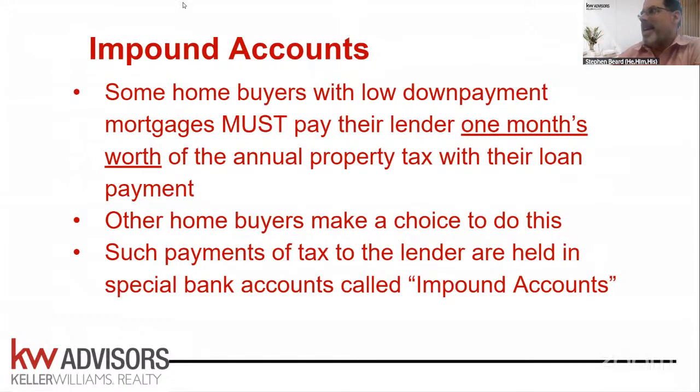If there is a tax lien, they get paid first. The state, the county gets paid before the lender, and the lender doesn't like that. They want to make sure that in a case of a foreclosure, they get paid first. So it's all about risk management for them.